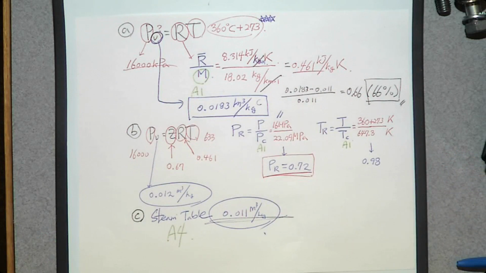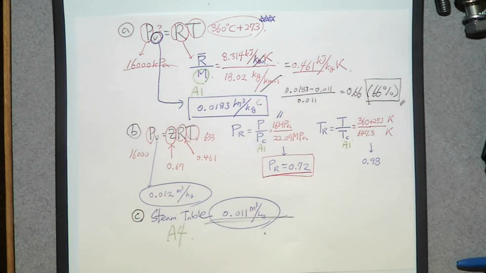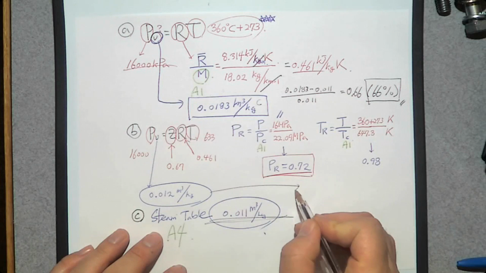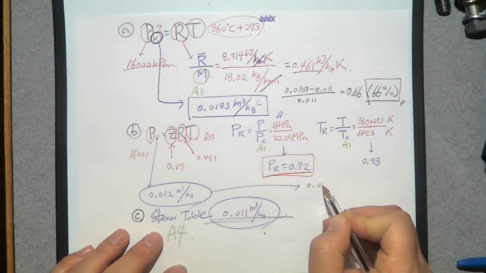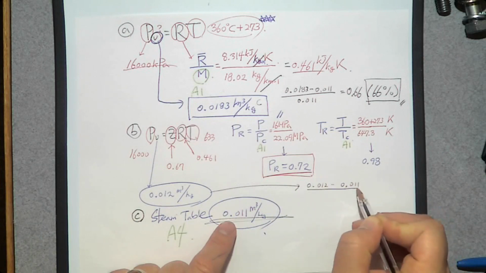And is this in an accepted range? Of course not. That's too much, right? That's why you cannot use the ideal gas equation for water. Then what about this compressibility factor? If we use this one, what is the error? 0.012 minus the reference number, 0.011, divided by 0.011.